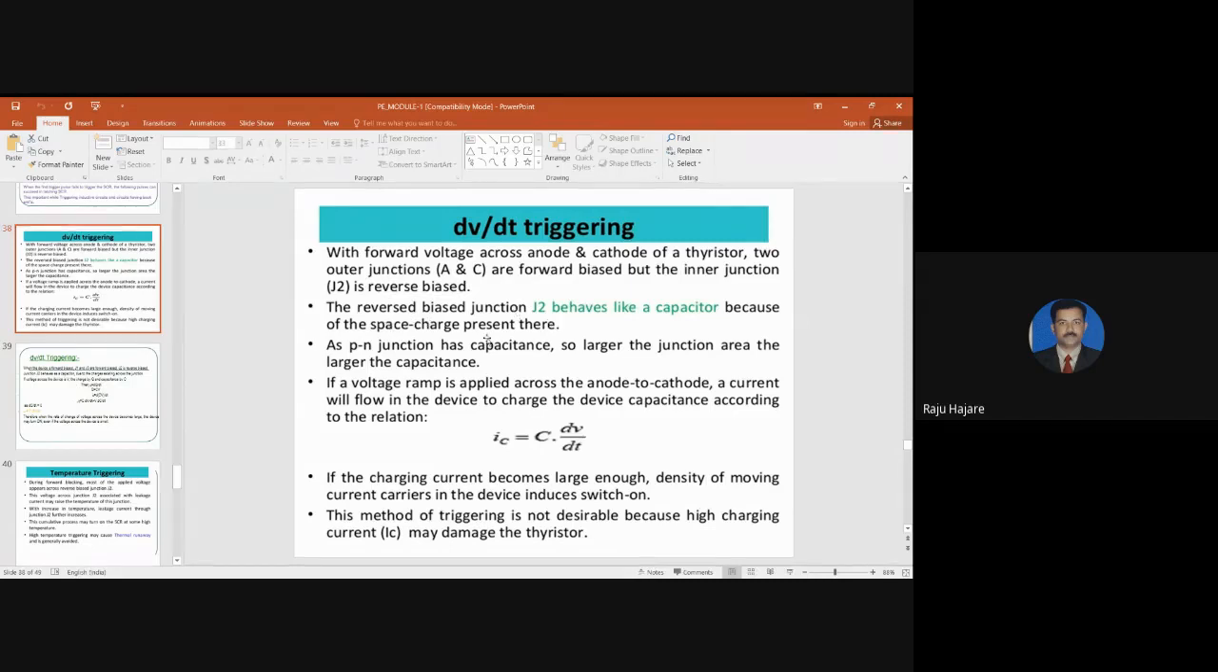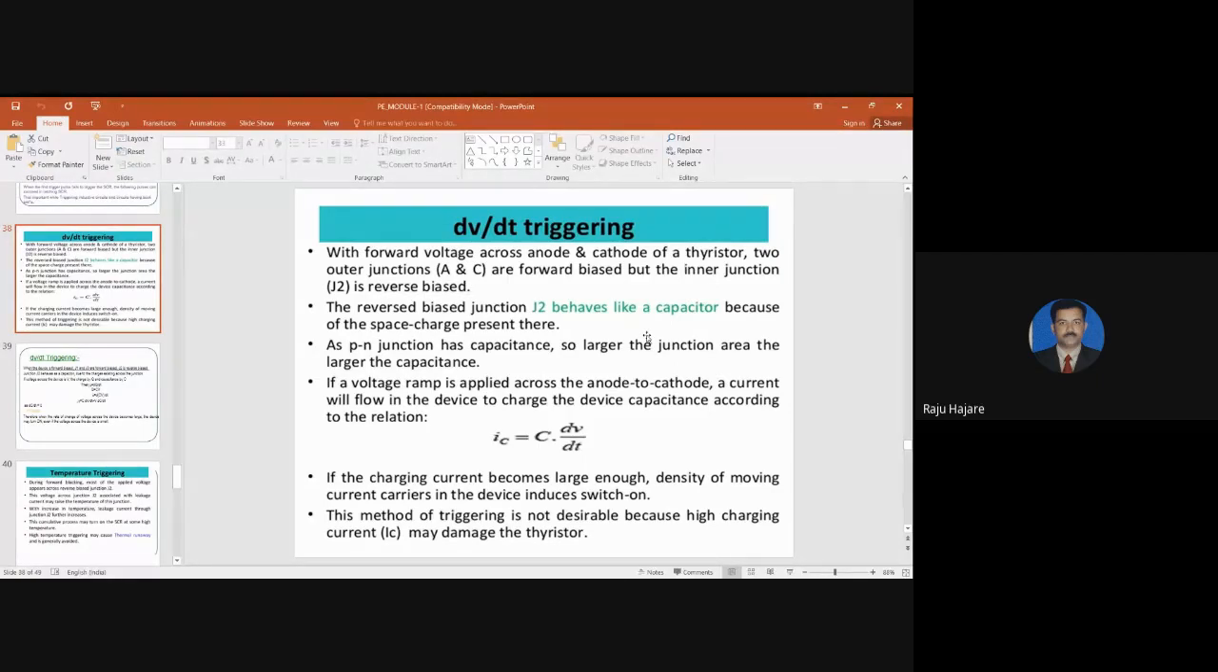That is how it is explained here, with no detailed discussion of what exactly is happening when it is reverse biased. So when the J2 junction is reverse biased, it acts as a capacitor because of the space charge present in the dielectric medium there. A PN junction has a capacitance, so the larger the junction area, the larger the capacitance, right?